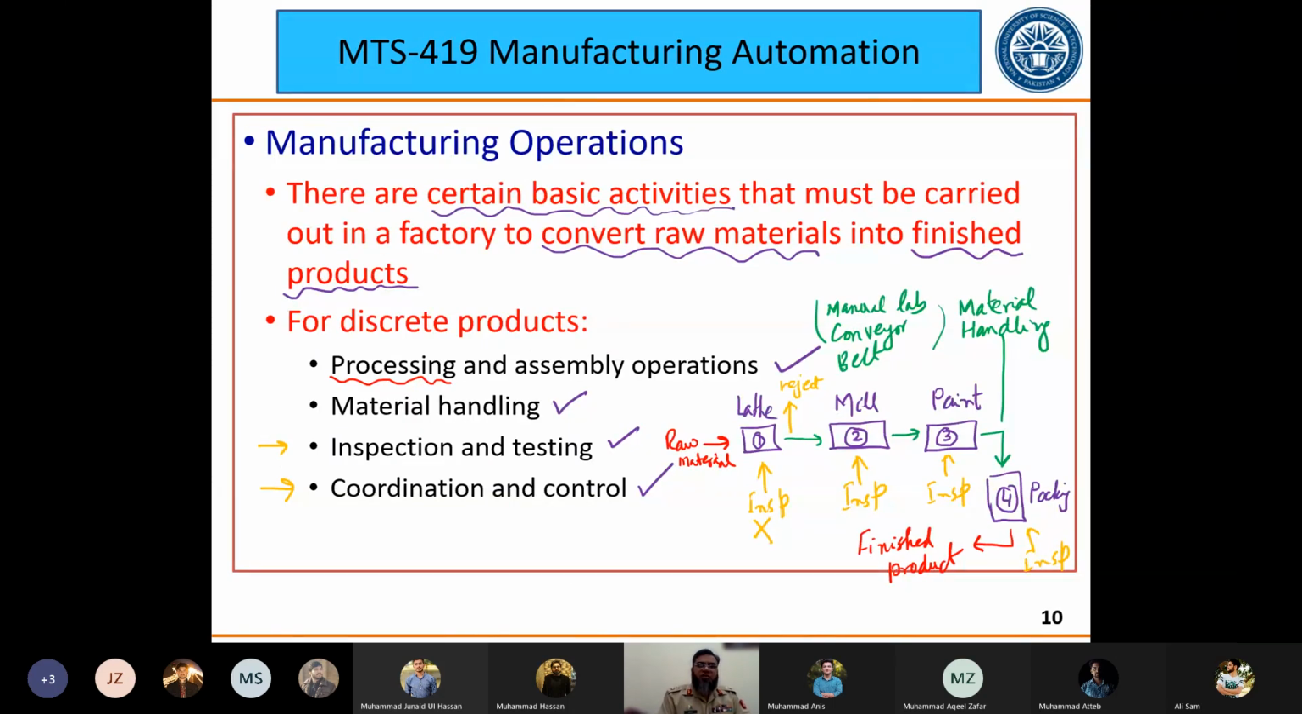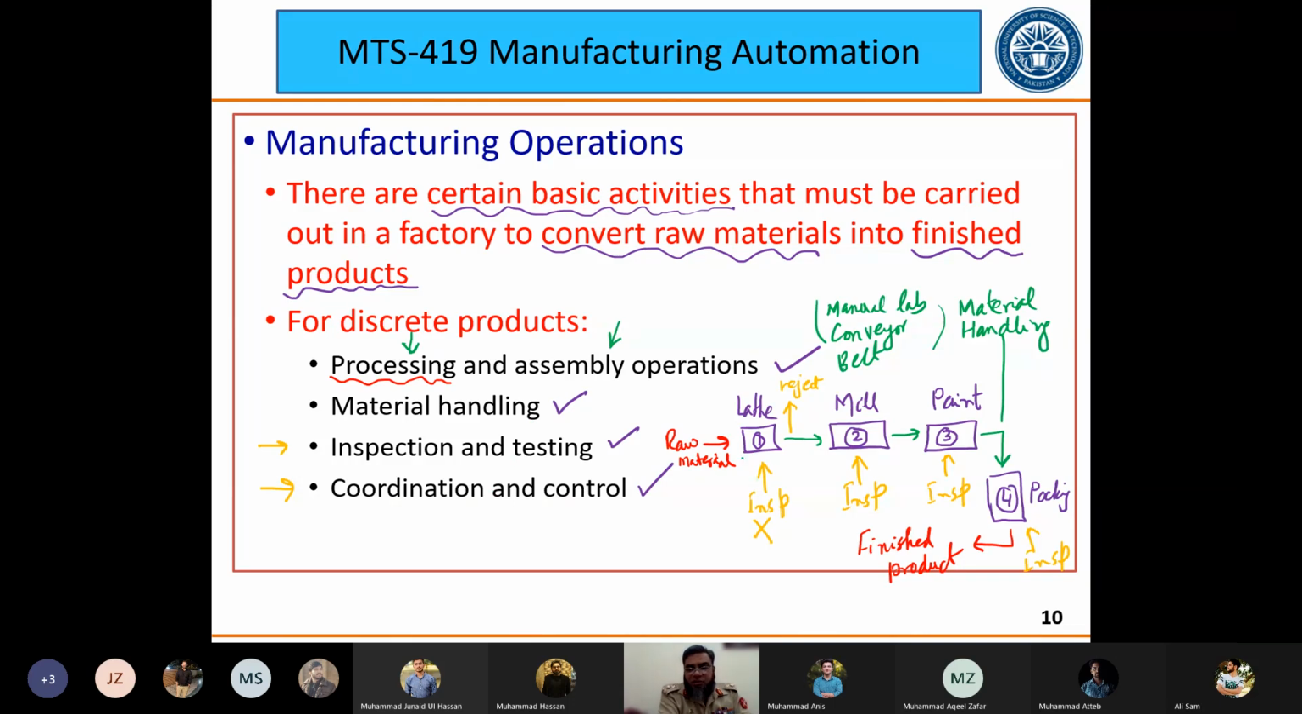Now coming over to the manufacturing operation. So these are certain basic activities that must be carried out in a factory to convert raw materials into product. So what could be those manufacturing operations? We have already talked about them. Those can be some processing operations or some assembly operations. All right. Then there will be material handling. So material handling will also be part of manufacturing operation. Inspection and testing, and then coordination and control.